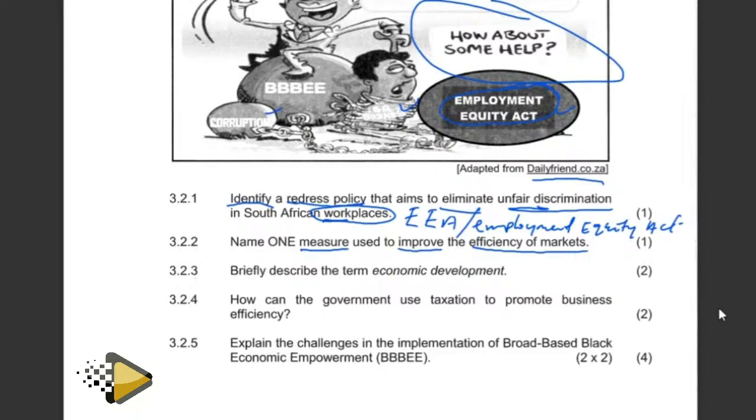What do we mean by the efficiency of the market, or the word efficiency? When we talk of the word efficiency, it means that there is no wastage of resources in that particular production of goods and services. Also, it means that whatsoever businesses have actually manufactured or processed with the aim of supplying does match with the level of demand for those goods and services. So now, if we check, the question needs one measure used to improve the efficiency of the market.